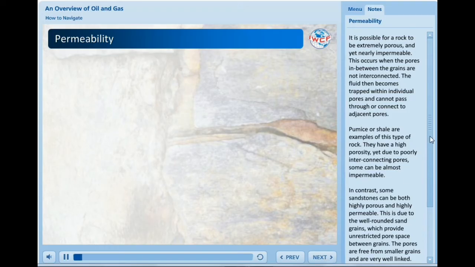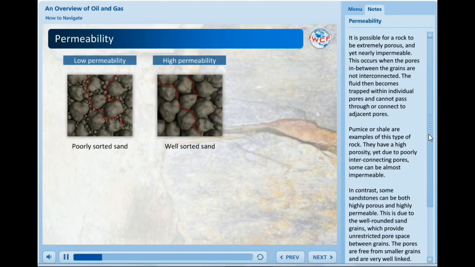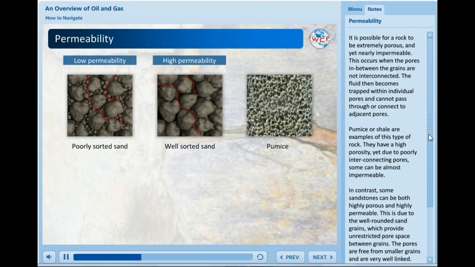It is possible for a rock to be extremely porous and yet nearly impermeable. This occurs when the pores in between the grains are not interconnected. The fluid then becomes trapped within individual pores and cannot pass through or connect to adjacent pores. Pumice or shale are examples of this type of rock. They have a high porosity, yet due to poorly interconnecting pores, some can be almost impermeable.